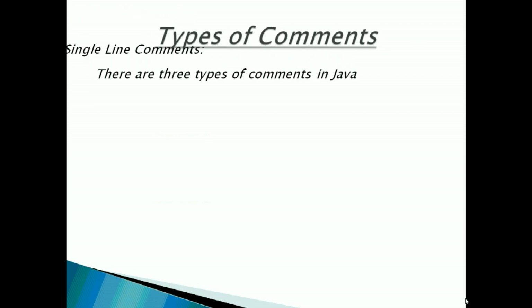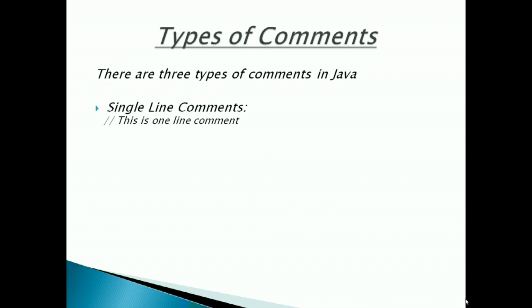So there are three types of comments in Java. Single line comment. These comments are for making a single line as a comment. These comments start with a symbol double slash, and after this whatever is written till the end of the line is taken as a comment. For example, this is my comment of one line.